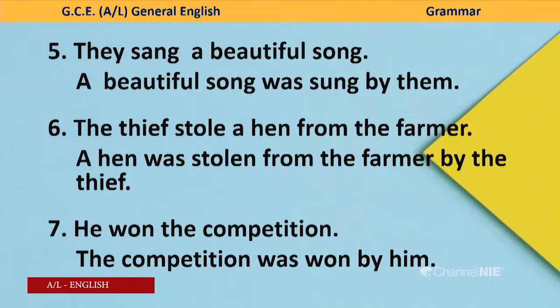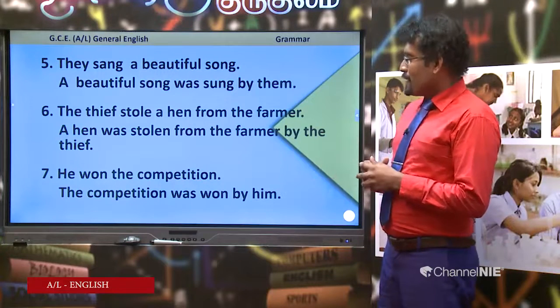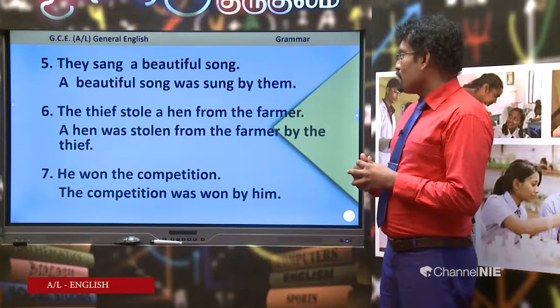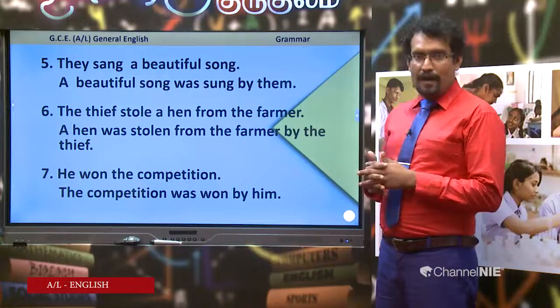Next one. The thief stole a hen from the farmer. A hen was stolen from the farmer by the thief. Next one. He won the competition. The competition was won by him. A beautiful song was sung by them. A hen was stolen from the farmer by the thief. The competition was won by him.